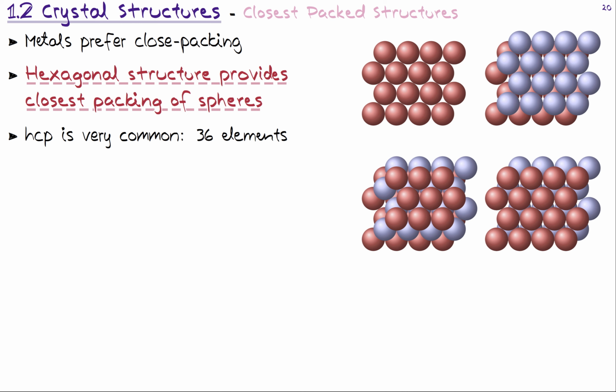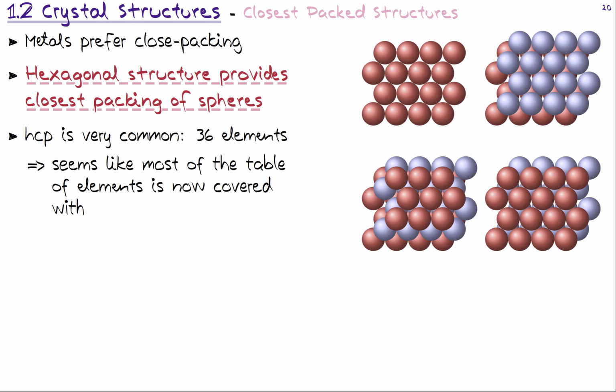So 36 of the elements are forming in HCP. And putting these numbers together, it really seems that most of the table of elements, when we are looking at the elemental solids, is now covered with the BCC, FCC, and HCP structures. So these structures that we have shown here are quite common, even though these are the simplest we can imagine. But needless to say, when we go to compounds, the structures may become slightly more complicated.